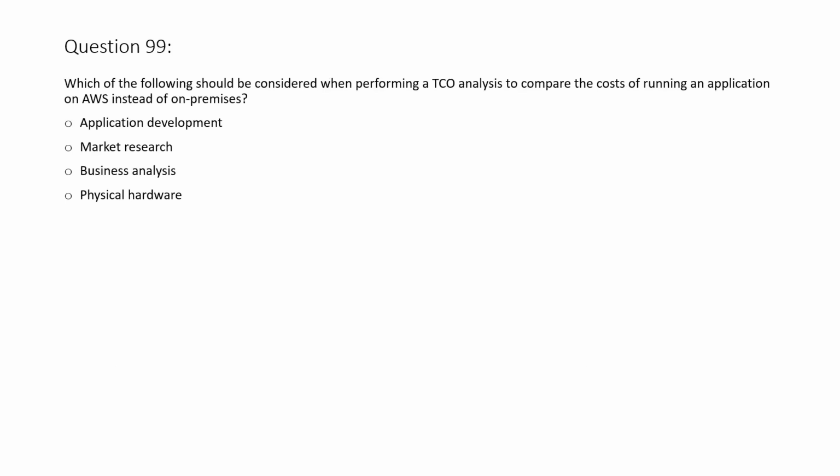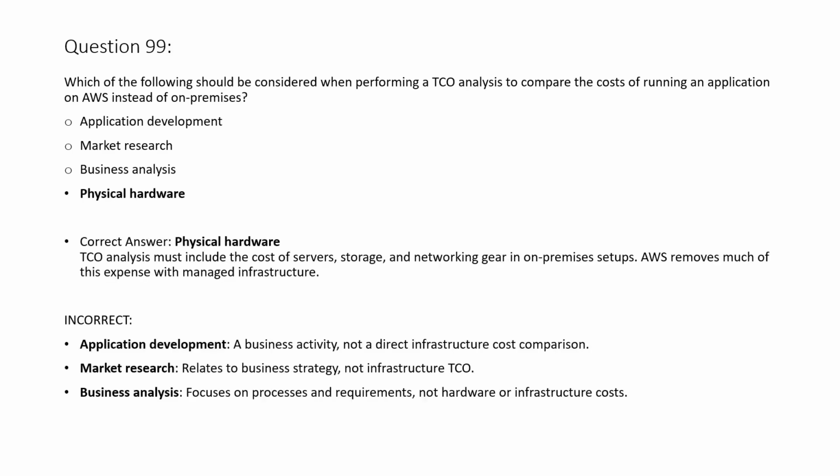Moving into question number 99. Which of the following should be considered when performing TCO analysis to compare the cost of running an application on AWS instead of on-premises? The options are application development, market research, business analysis, physical hardware. So the correct answer is physical hardware.